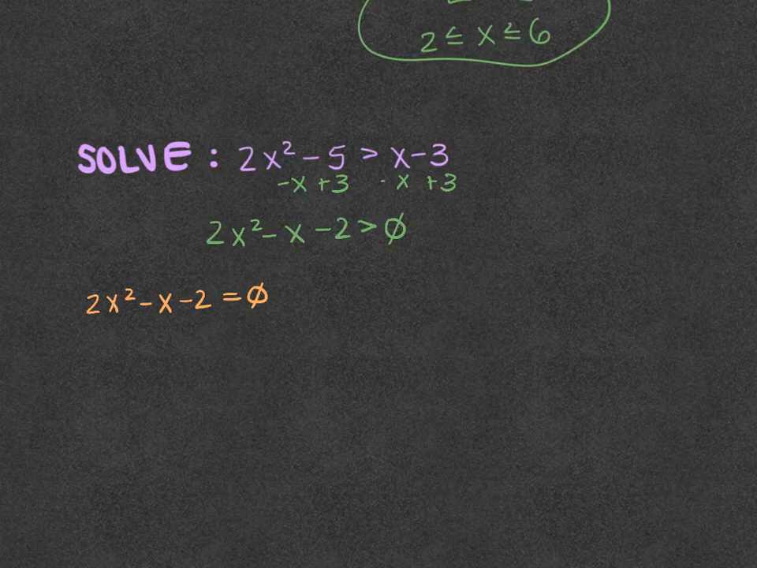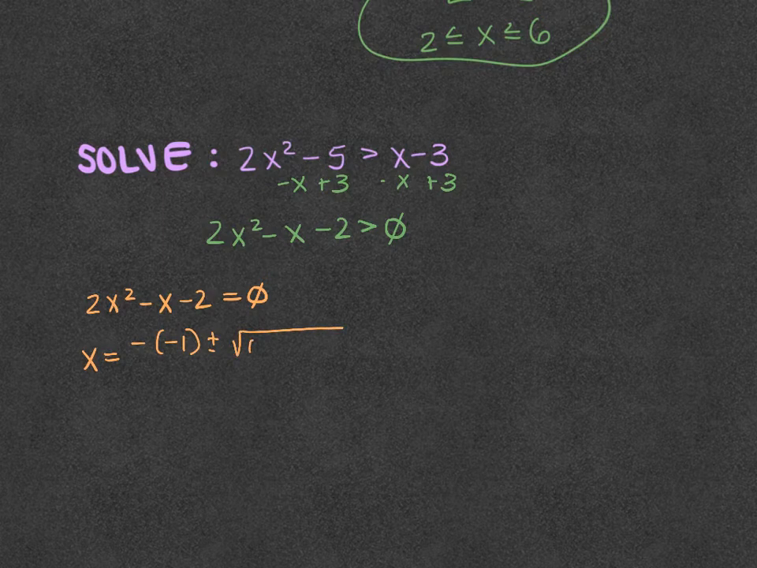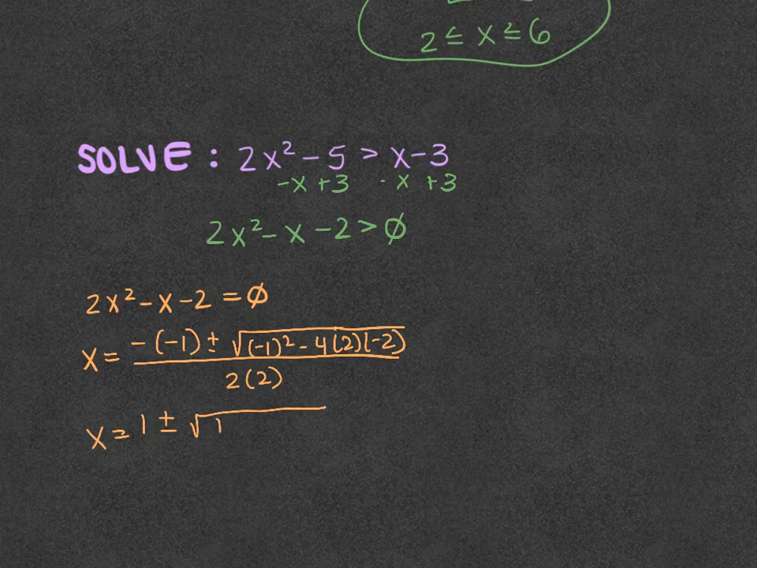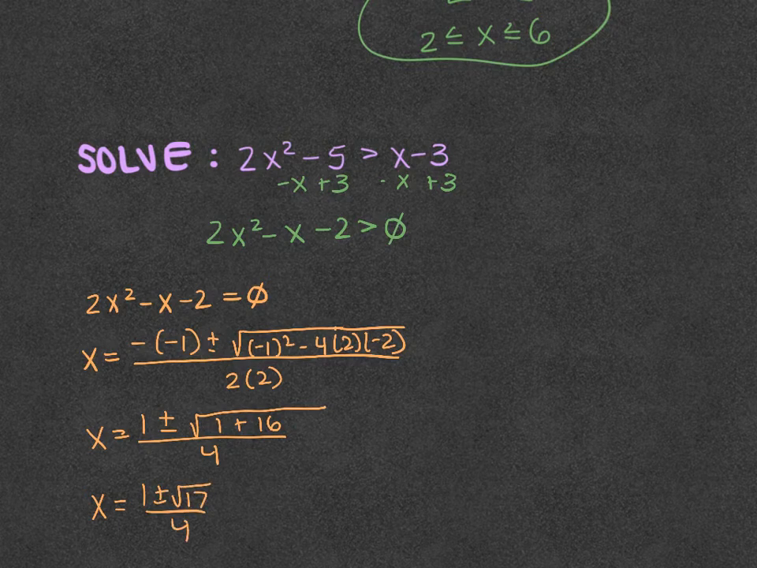This one does not look easy to factor. I actually don't think it does factor, so I'm just going to use the quadratic formula. You can use any method to solve. So x equals negative b plus or minus the square root of b squared minus 4ac, all over 2a. That comes out to 1 plus or minus the square root of 1 plus 16, over 4. So 1 plus or minus root 17 over 4.